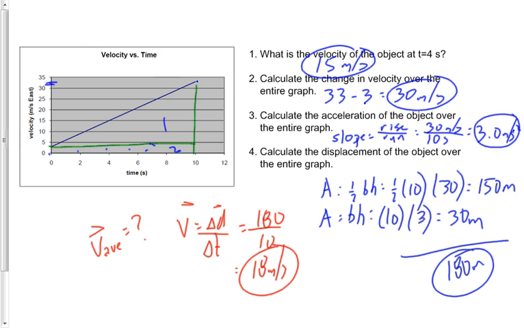Okay? All right. You've got a worksheet to do, guys. Flip over the page. Four questions, I think it is, on that page. See what you can do.